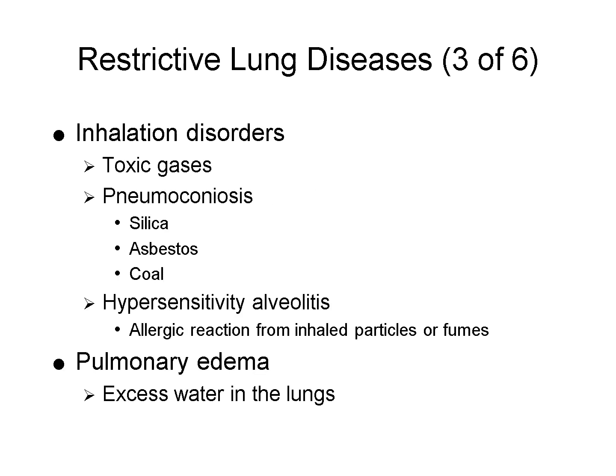Inhalation of toxic substances can lead to several serious lung conditions. Pneumoconiosis results from long-term exposure to dust such as silica, asbestos, or coal, causing permanent lung damage.